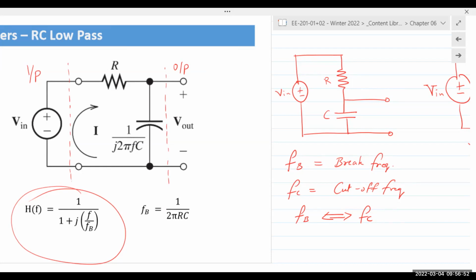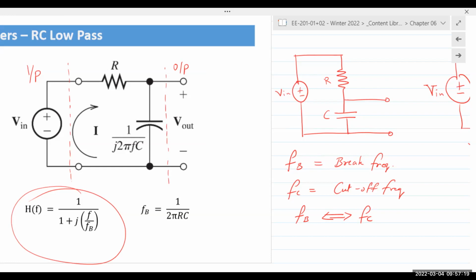F is the variable. The incoming signal can take multiple different values, right? We just talked about there are so many other signals that are coming into the circuit. H of F describes how the circuit is going to behave, or how it is going to treat every single incoming signal based on its value of F, based on the frequency.